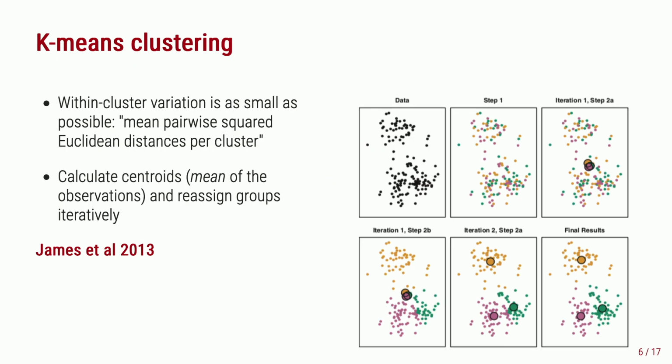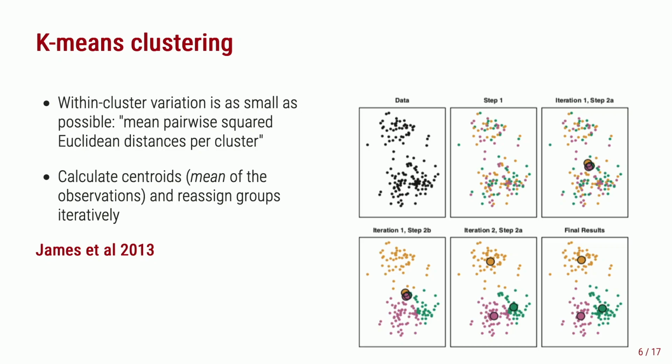So k-means clustering functions like this. You try to make within-cluster variation as small as possible. At the beginning, it starts randomly. This is step 1. It will just assign the observations randomly to one of the groups. It will calculate the centroid of the 3 groups. This is an example with 3 groups.